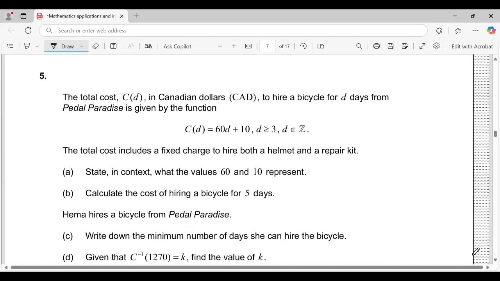The total cost C(D) in Canadian dollars to hire a bicycle for D days from Pedal Paradise is given by the function, for D greater than or equal to 3. The total cost includes a fixed charge to hire both a helmet and a repair kit. State in context what the values 60 and 10 represent.